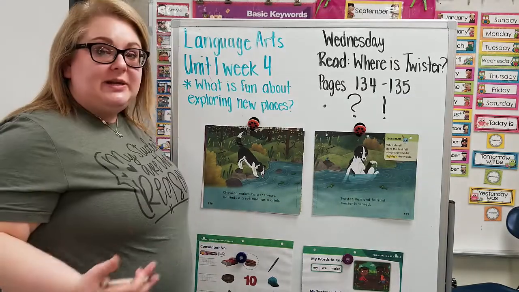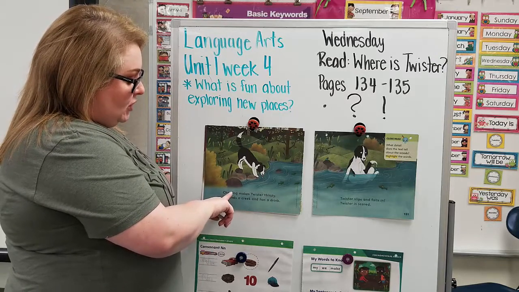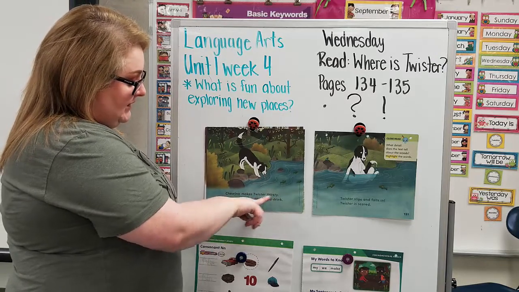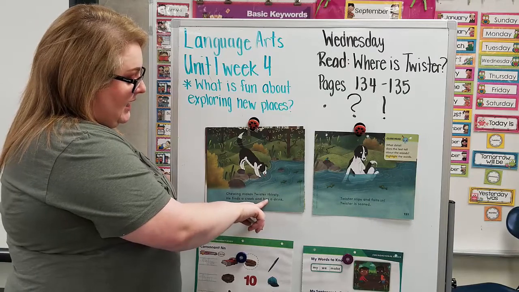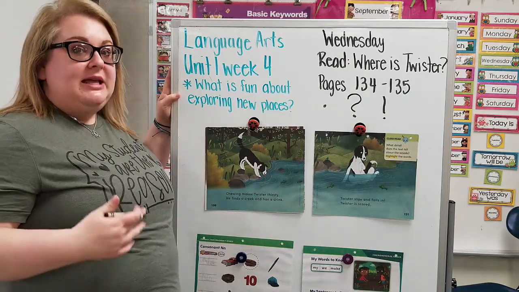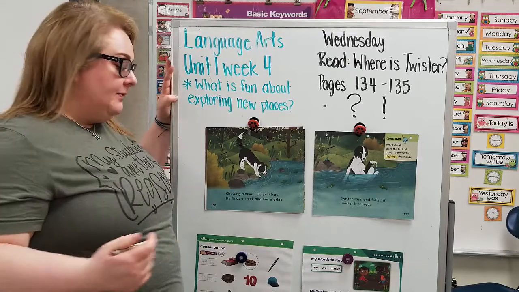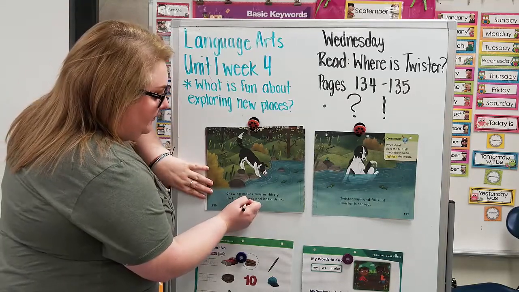Okay. Let's see, what does he do next, okay? So, let's start reading. Chewy makes Twister thirsty. He finds a creek and has a drink. Okay, so what else did he find now? He's in the woods, but what did he find? He found a creek. So let's underline the word creek.